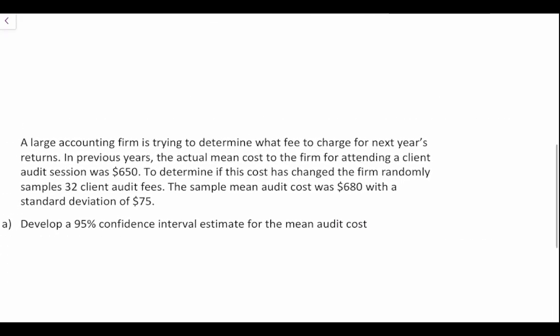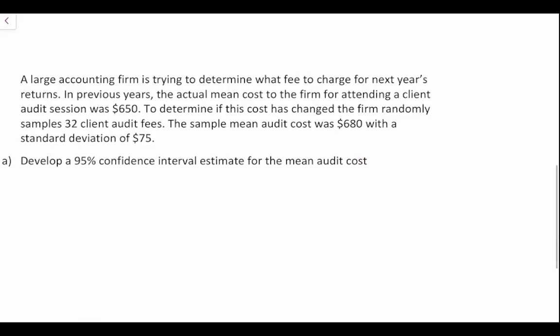So here's our question. A large accounting firm is trying to determine what fee to charge for next year's returns. In previous years, the actual mean cost to the firm for attending a client audit session was $650. To determine if this cost has changed, the firm randomly samples 32 client audit fees. The sample mean audit was $680 with a standard deviation of $75. And in this question, we're asked to develop a 95% confidence interval estimate for the mean audit cost.